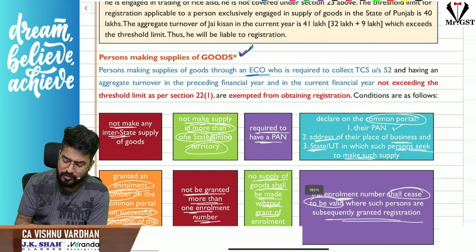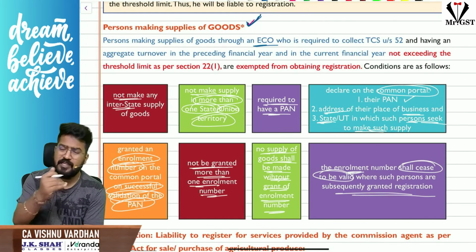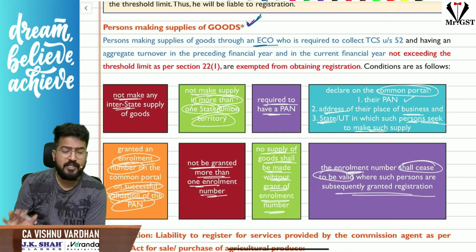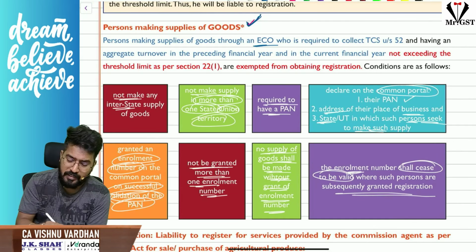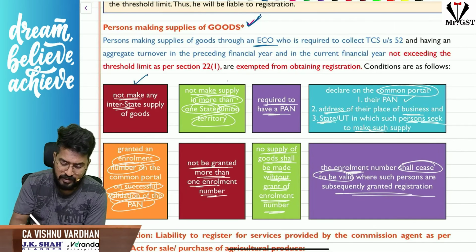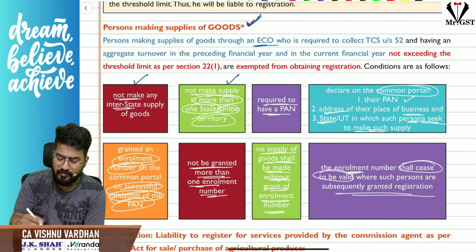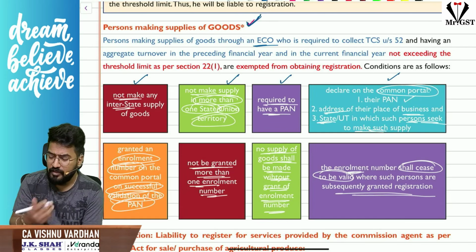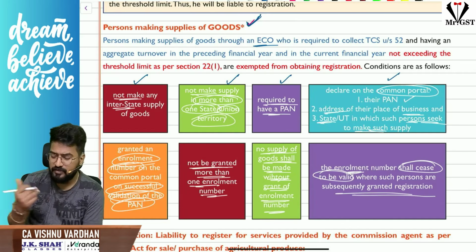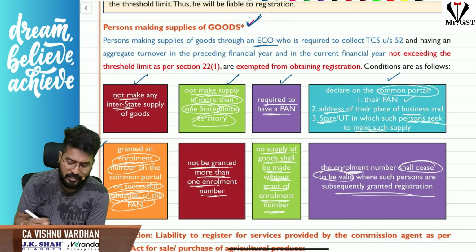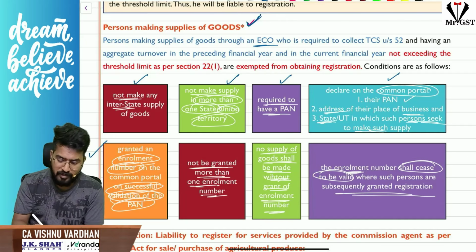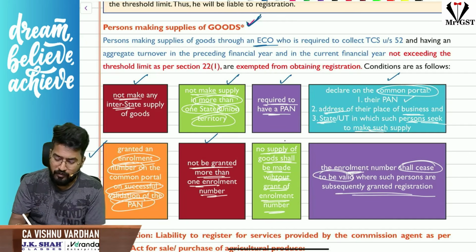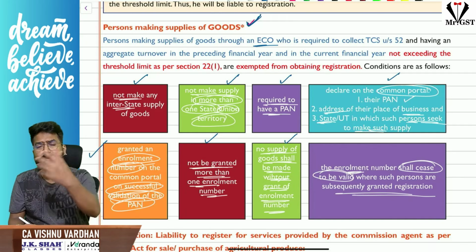Now they brought in a procedure where, sir, if you are a person dealing with goods also, you can happily go through an e-commerce operator, make sales and enjoy the threshold limit for registration. But the condition is, you should not make any interstate supplies and you should not make supplies in more than one state. You should have a PAN and declare that PAN in the GST common portal, give your address, the place of business, all that stuff, and select the state, and you will get one enrollment number. That enrollment number will not be granted more than one. That means for every state you cannot get one enrollment number. What you should do, you take that enrollment number and give it to the e-commerce operator.